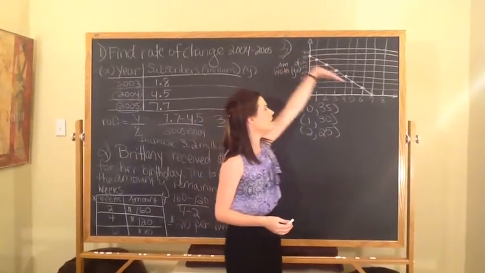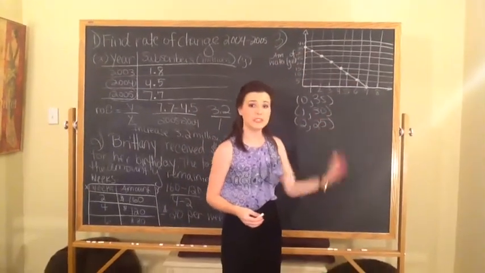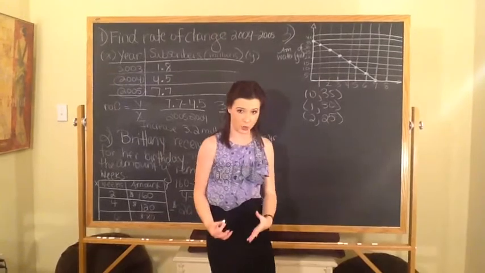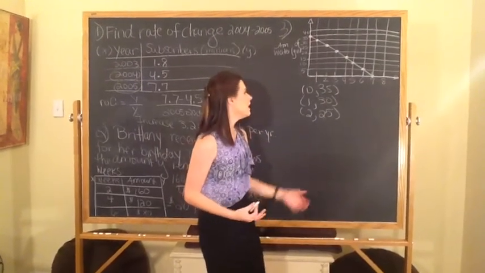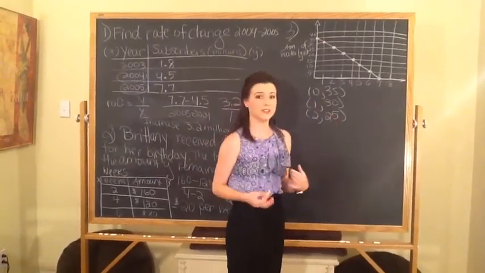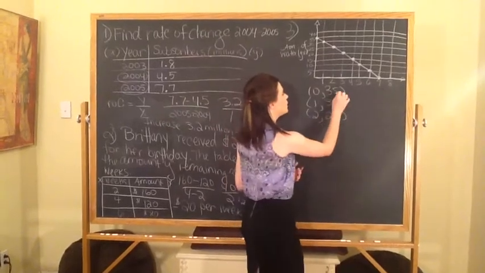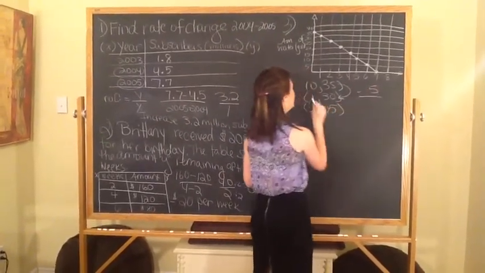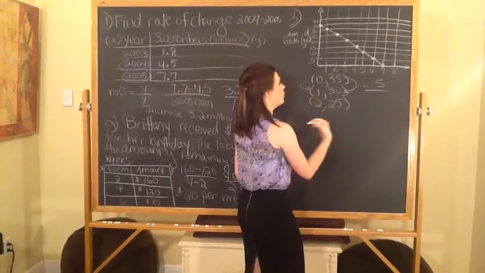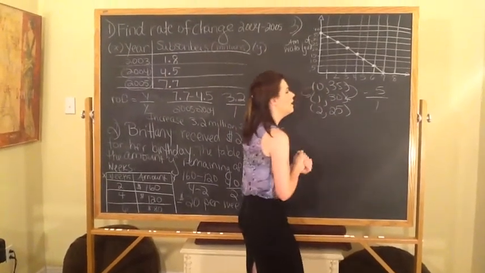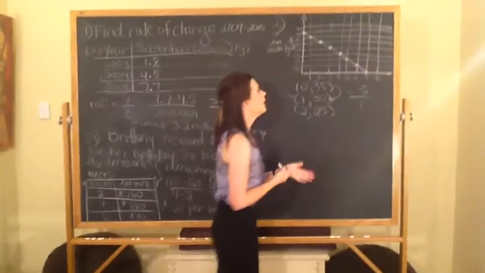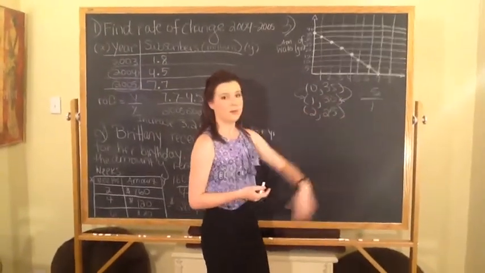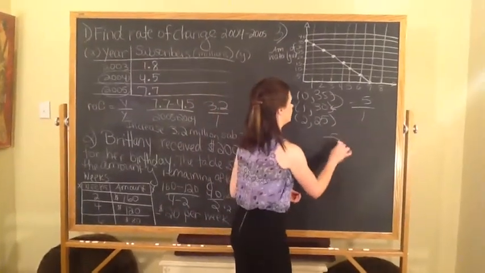So basically our graph is going down over time, so it's decreasing, so it's going to be a negative slope or a negative rate of change. And we need to figure out what the rate of change is. So basically we're going down 5, and we're going over 1. So 5 over 1. So that's basically telling us that we're going negative 5 over 1. That will be our slope, or negative 5.